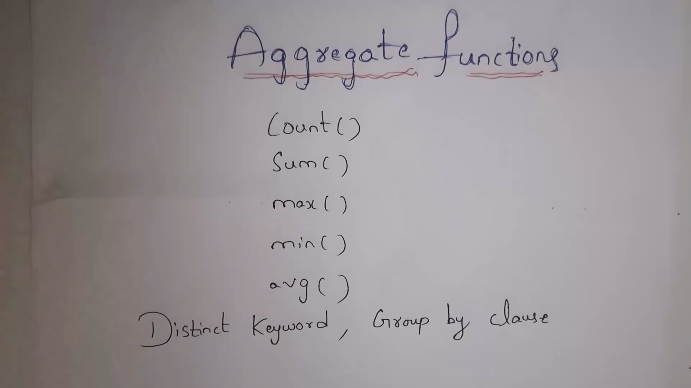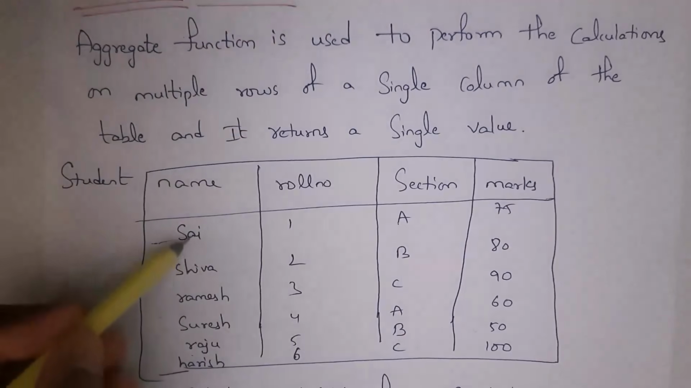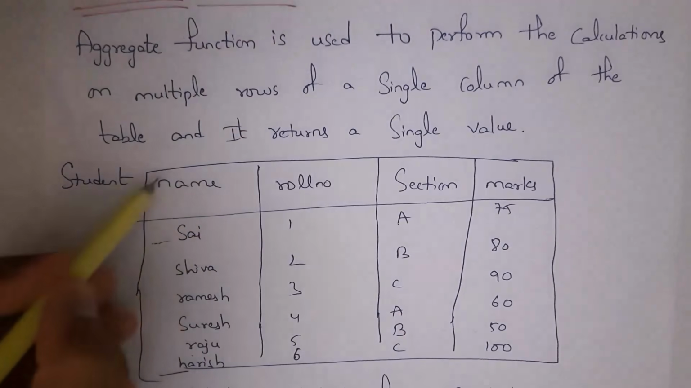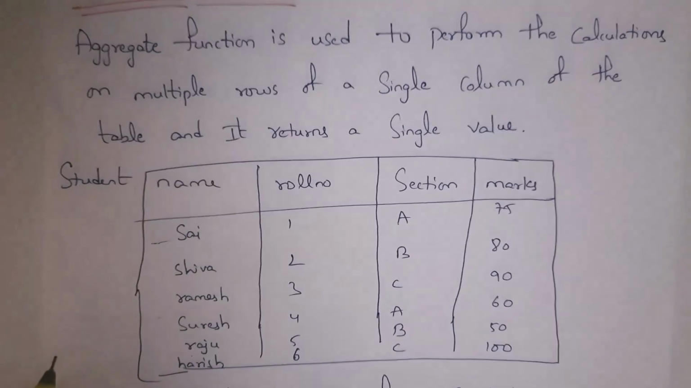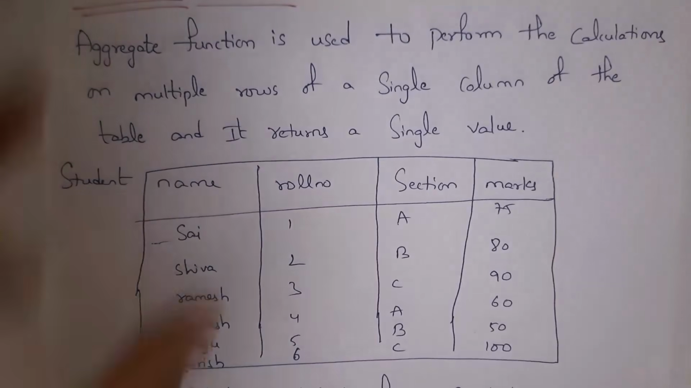Next I will explain the aggregate functions topic in DBMS. And also I will explain what is the distinct keyword. And also I will explain what is the group by clause. An aggregate function is used to perform calculations on multiple rows of a single column of the table, and it returns a single value as output. Guys, I will give an example so that you can clearly understand this definition.